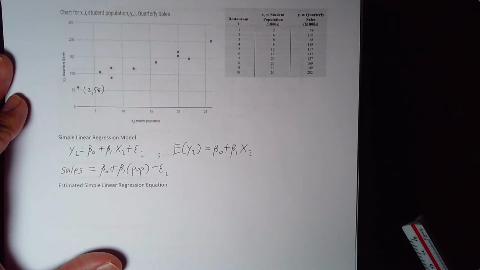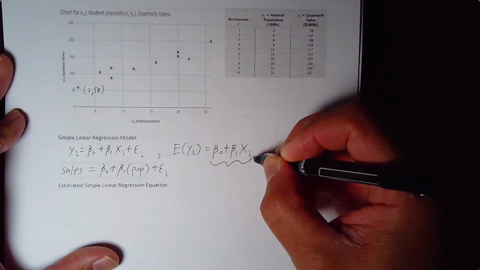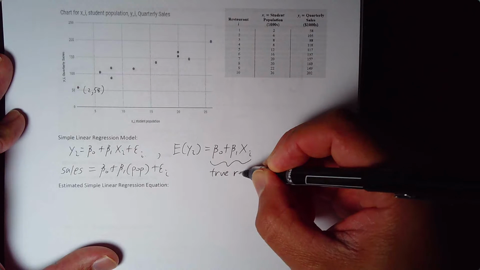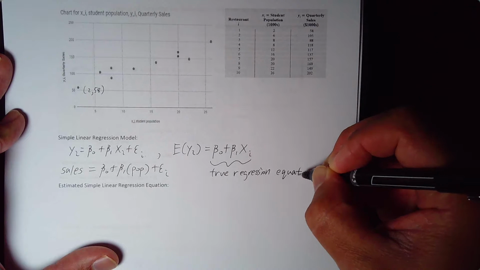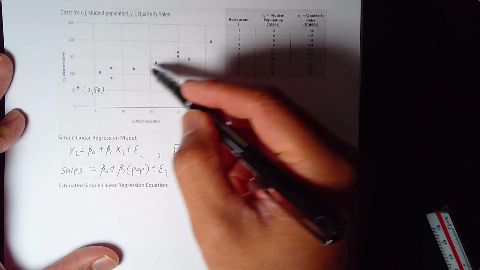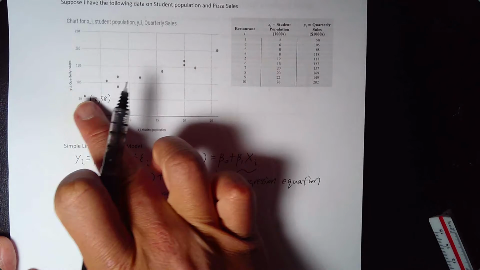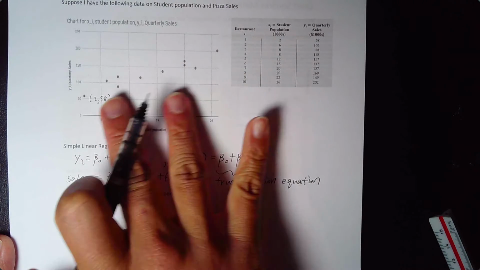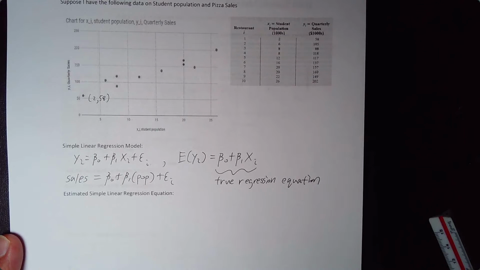No epsilon because this is an expected value. So that is the line that will explain the relationship between the two. Again, because it has beta in it, we call this the true line or the true regression equation. That is that line here. Okay. Now the question is which line is it? We don't know. We assume that there is a line that can describe the relationship between x and y. We just don't know which line that is. So we would like to estimate it.